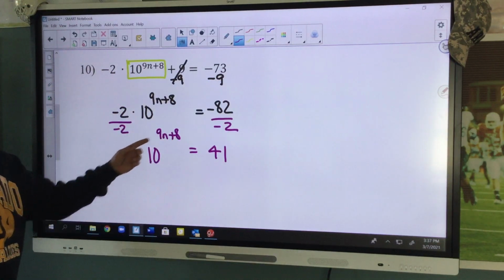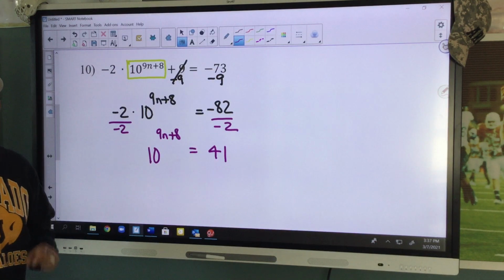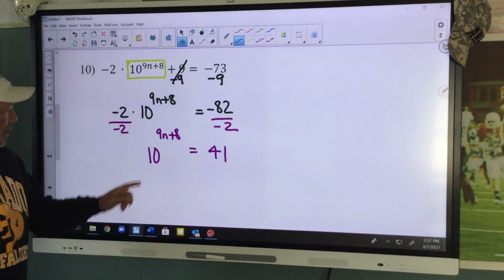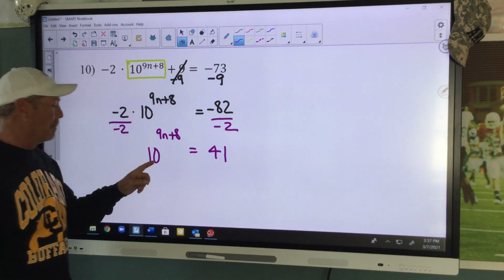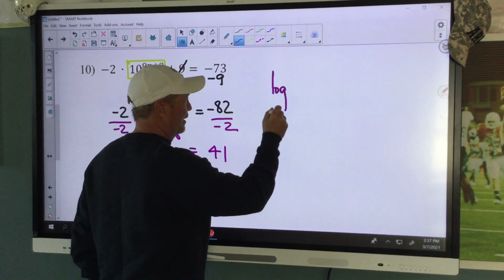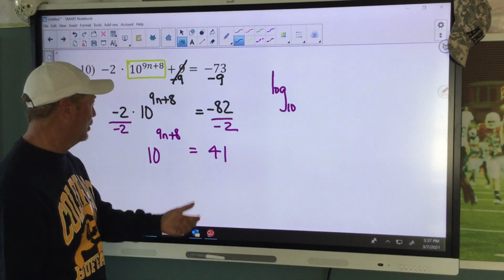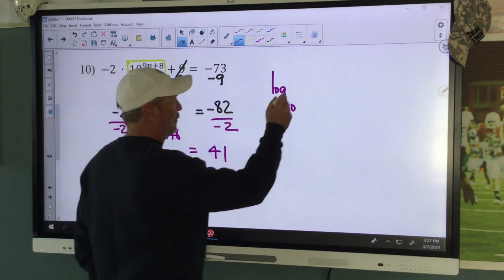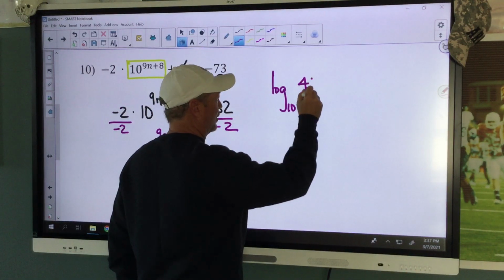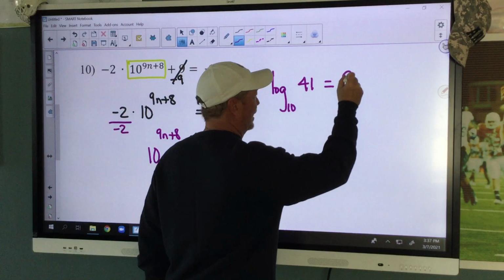Now my exponent portion is by itself. Once we get here, we're going to ask you to convert this to a log. My base will stay my base. So this will be log base 10. You know that's optional. You don't have to write the 10, but we can do it. Log base 10 of 41 equals 9n plus 8.